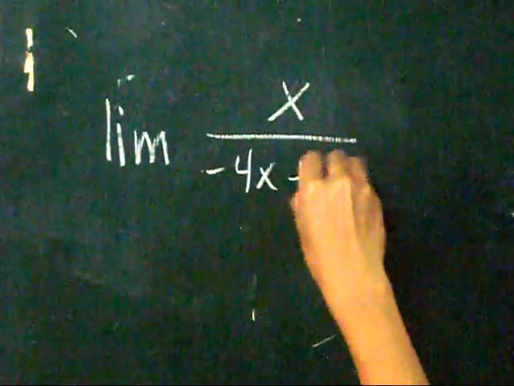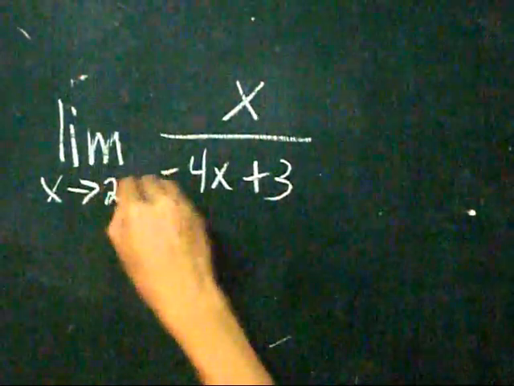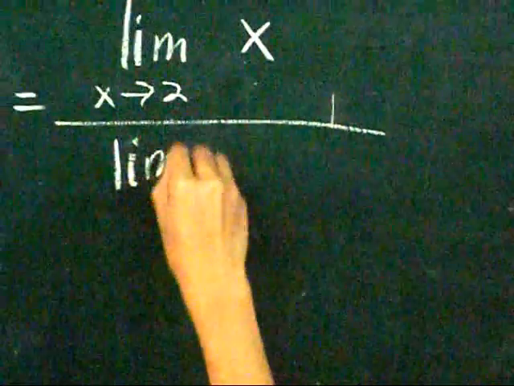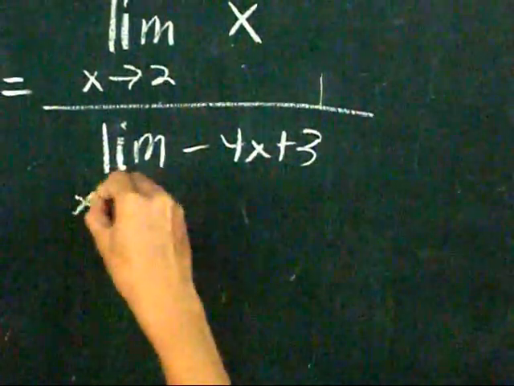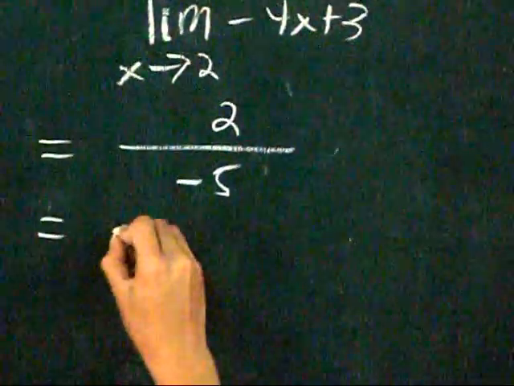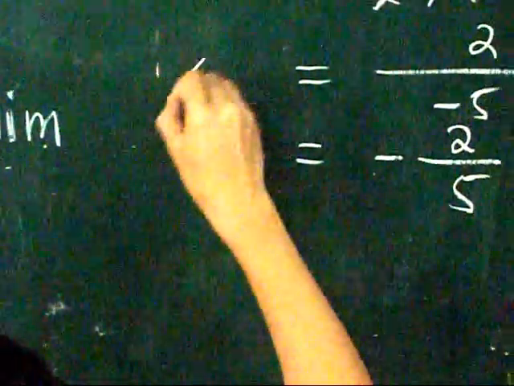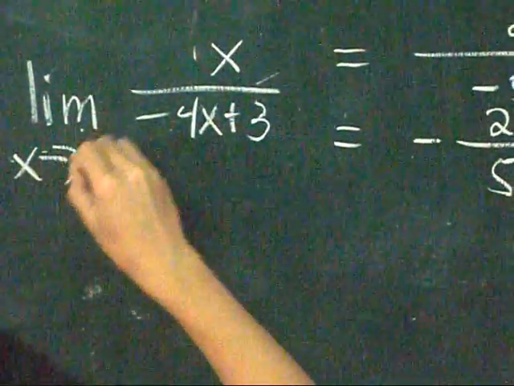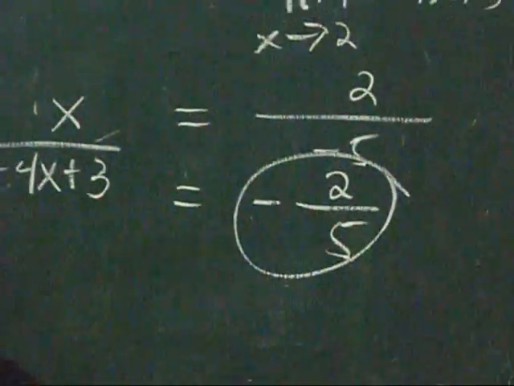The limit of the quotient of x and negative 4x plus 3 as x approaches 2 is equal to the quotient of the limit of x as x approaches 2 and the limit of negative 4x plus 3 as x approaches 2, which is equal to 2 over negative 5, which is equal to negative 2 over 5. So therefore, the limit of the quotient of x and negative 4x plus 3 as x approaches 2 is equal to negative 2 over 5.